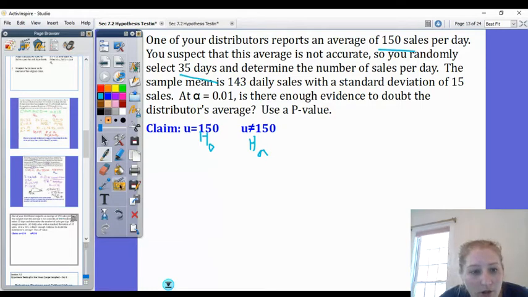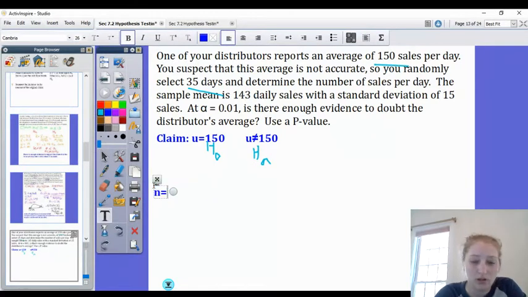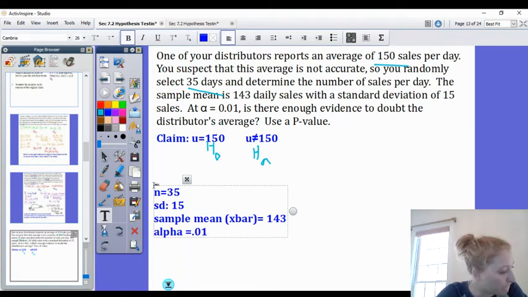We have 35 days, so n equals 35. We're actually going to use the calculator for this one. My standard deviation is 15. My sample mean, which is x bar, is 143. And my significance level, my alpha, is 0.01. Okay, so our calculator steps.